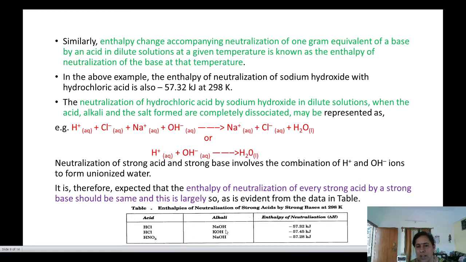First is HCl and NaOH. The quantity is minus 57.32 kilojoule per mole. For HCl and KOH, minus 57.45 kilojoule per mole, and HNO3 and NaOH, there is formation of minus 57.28. You have to keep this in mind from the point of view of an MCQ.